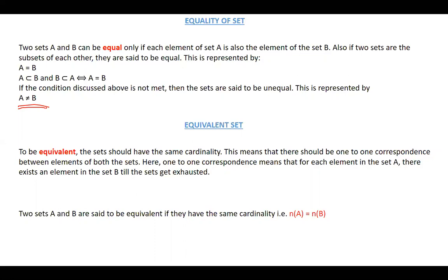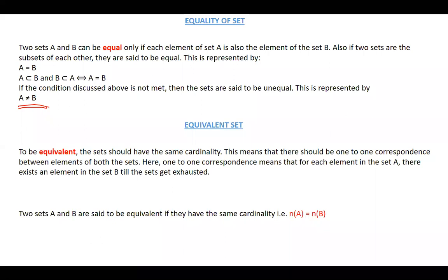One-to-one correspondence means for each element in set A, there exists an element in set B till the sets get exhausted. What this statement simply means is that when two sets are said to be equivalent, they have the same number of elements in them. So despite them having different elements, they also have the same number of elements.